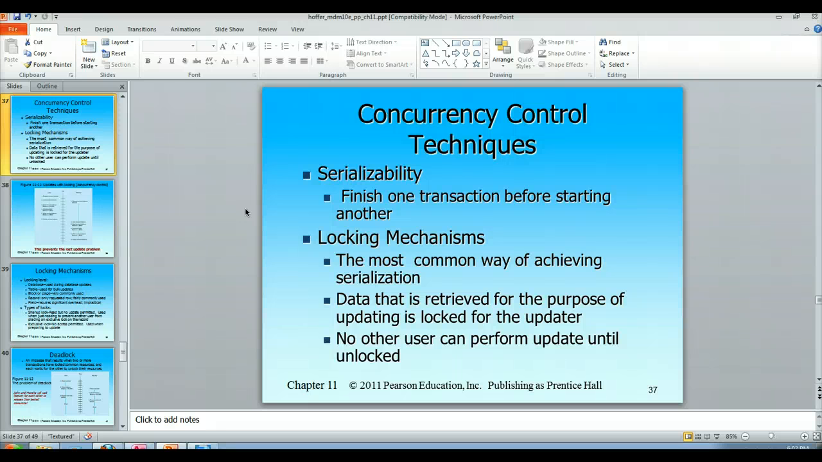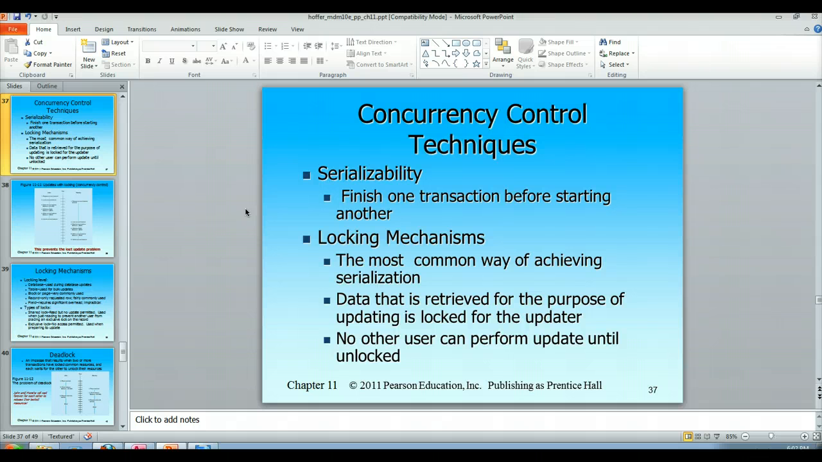So first of all, we've explained what's going on with concurrency control. Now we have to figure out what we're going to do about it. So one technique is what's known as serializability, which basically means that transactions have to run in a serial fashion. That means one transaction finishes before the next transaction can start.